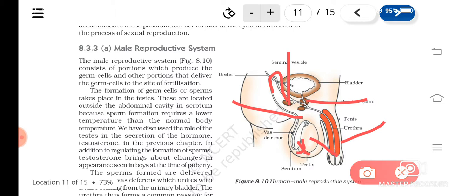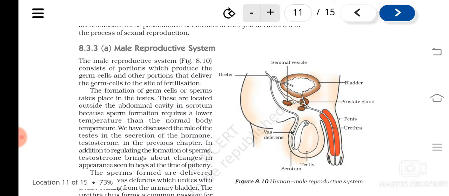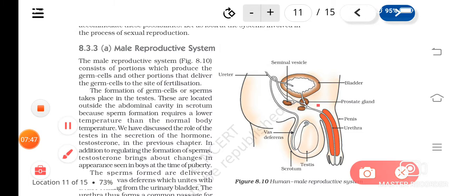It forms a long tube, and the secretions of the seminal vesicles and prostate glands will also be poured into that. They form a common pathway, or it joins with a tube that is coming from the urinary bladder, and it forms a common pathway. Through that, urine and sperms will be released. So these are the parts of the male reproductive system.